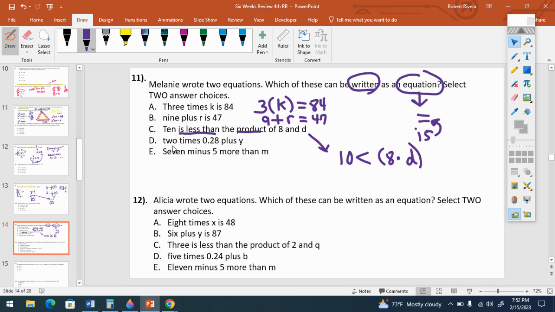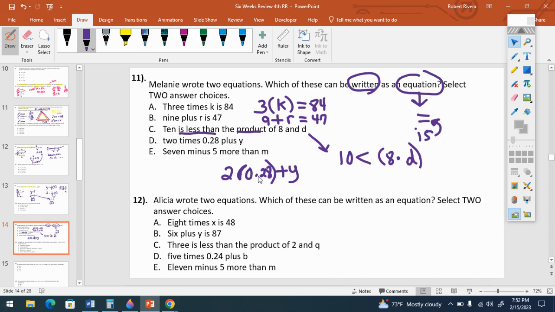Letter D, 2 times 0.28 plus y. So 2 times 0.28 plus y. I'm just reading 2, there's a 2, times, I could have done parentheses too, okay, maybe 1.